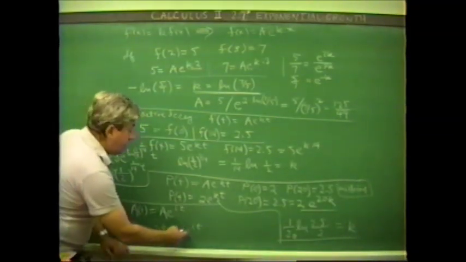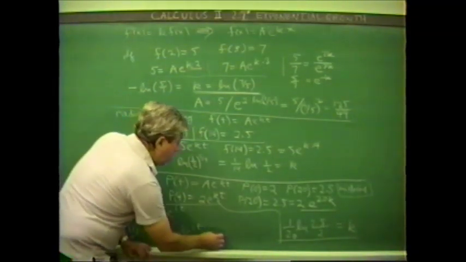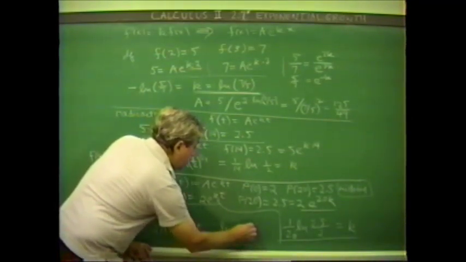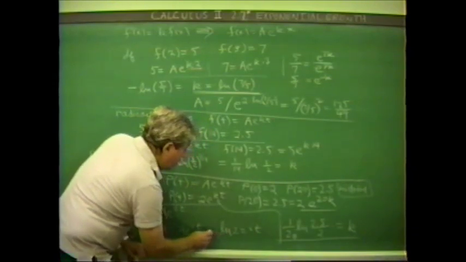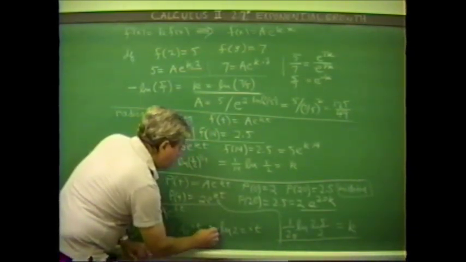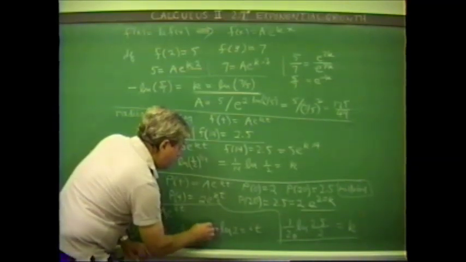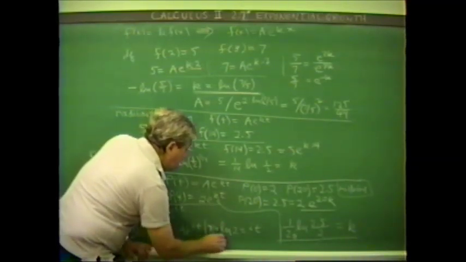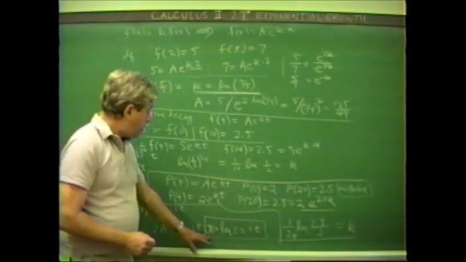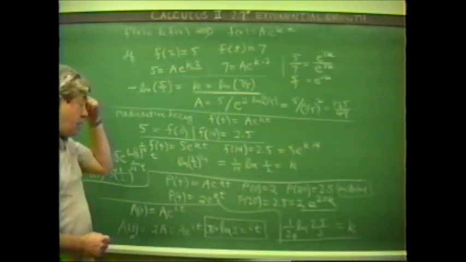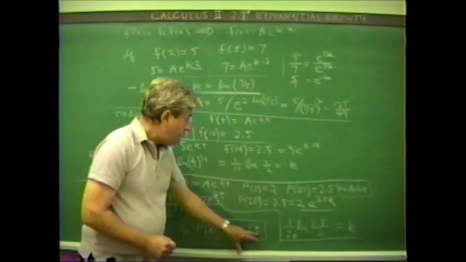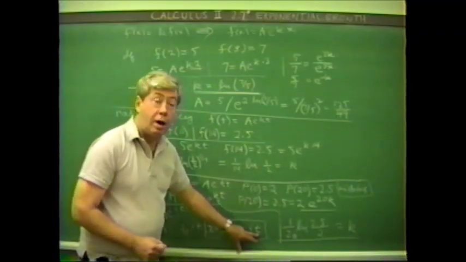Well, we get 2 equals e to the it. And taking the logarithm of both sides, we get the logarithm of 2 is equal to it. Well, the logarithm of 2 is about 0.70. It's actually between 0.69 and 0.70. And this gives rise to what's sometimes called the rule of 70. That's to say, if you want to know how long it takes for money to double at a given interest rate, divide the interest rate into 70, and that will tell you how long it takes.